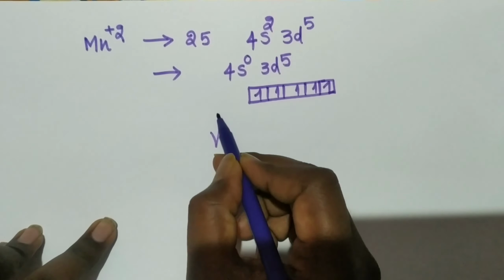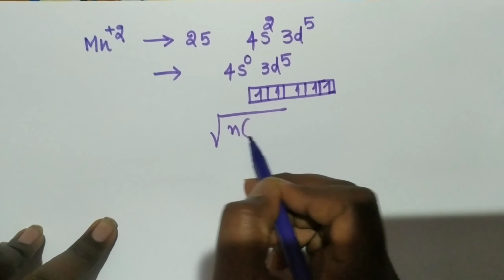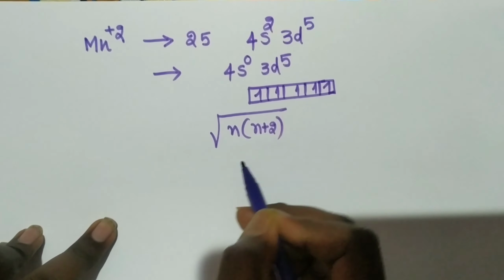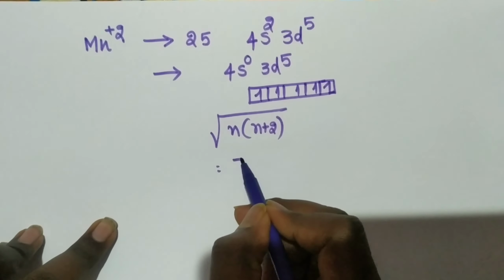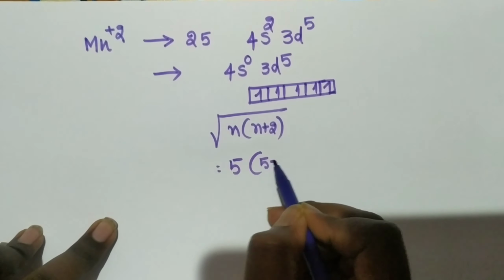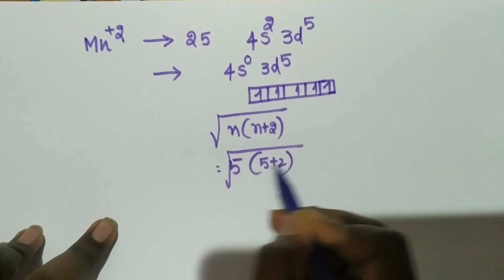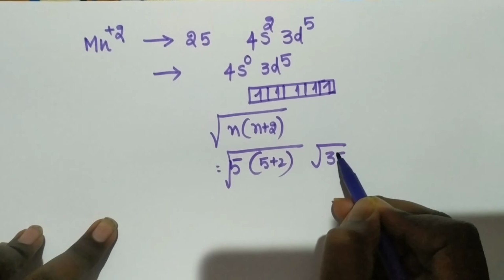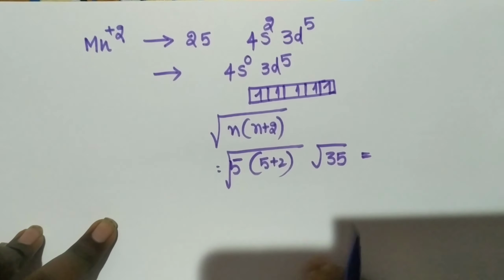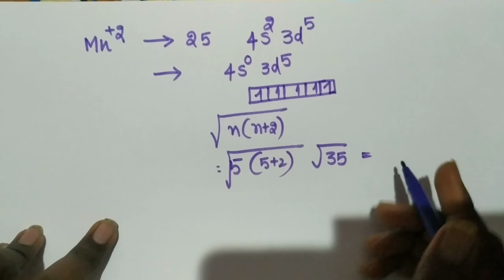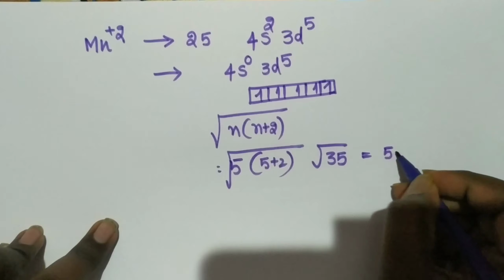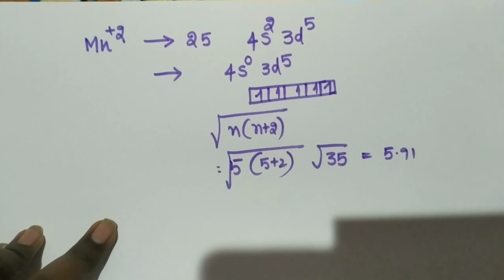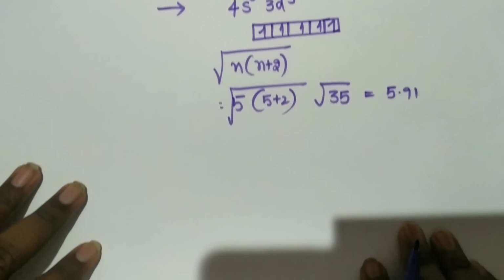So the same formula, n into n plus 2. Here the n value is 5. So 5 into 5 plus 2, 7. 7 fives are 35. Root 35. Same as what we did before, the same value. This is 5.91 Bohr magnetons. So one more example we will see.